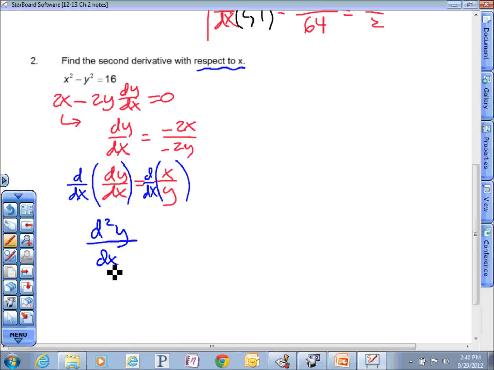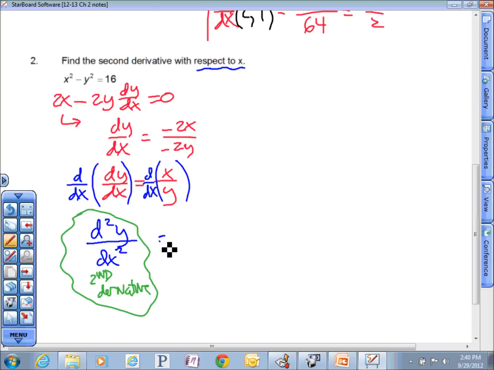What ultimately happens is we call this thing d squared y over dx squared. That is your notation for the second derivative. This thing right here is your notation for the second derivative implicitly. So now what does that really mean?